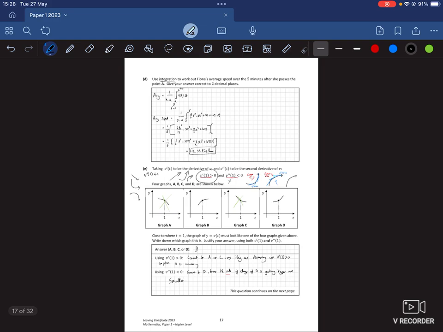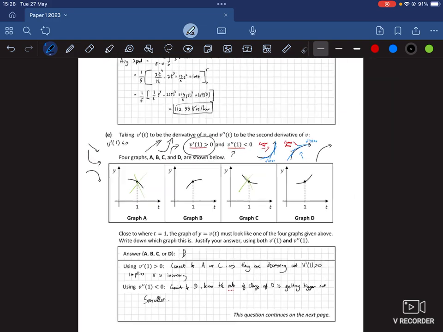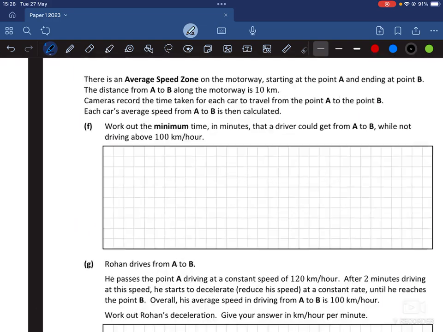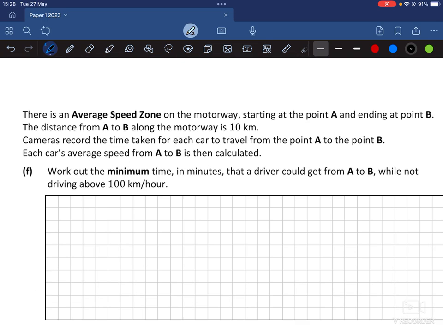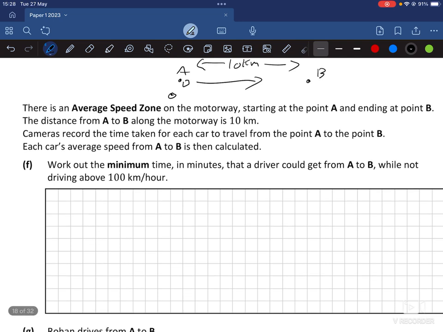Now, if you see a question like this and one of the parts is tricky, don't get too worried, because the next part is actually pretty nice. We're told there's an average speed zone starting at point A, so we have some point here A, and then we have some point here B, and we're told the distance from A to B is 10 kilometers. And then there's a camera recording the time it takes a car to get from here all the way to here, and they calculate the average speed from A to B.